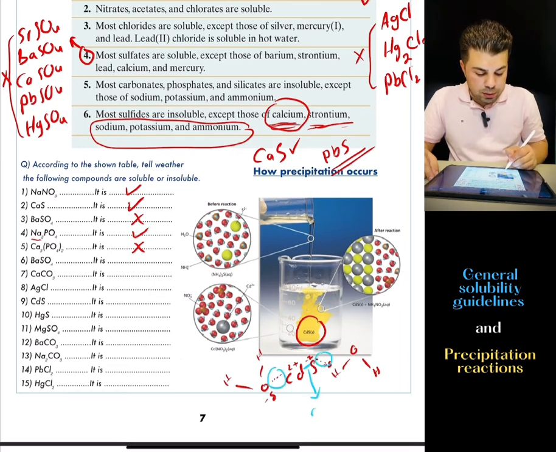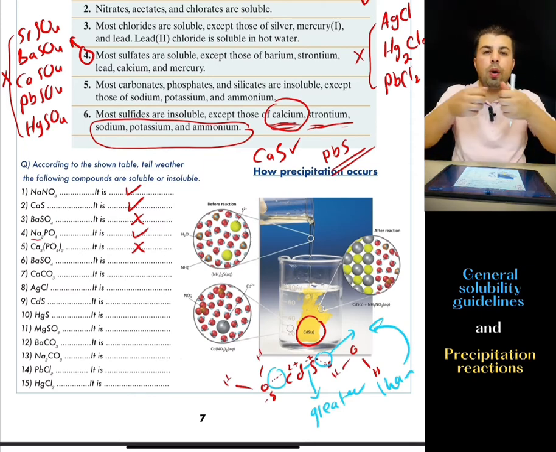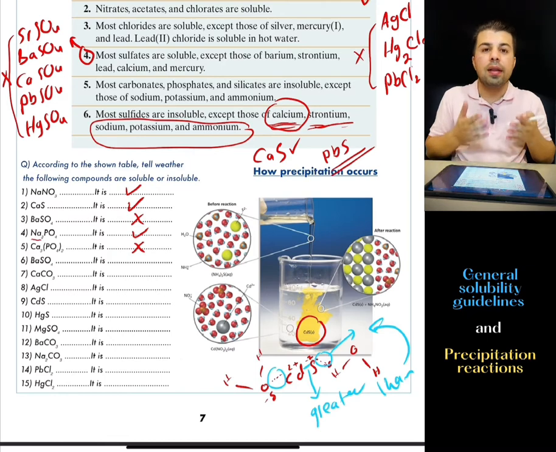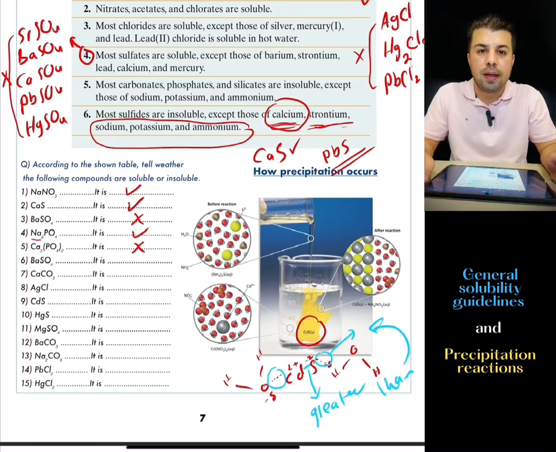This one is greater than this attraction, water to ion. Therefore, water cannot split, cannot separate the ions. Therefore, the compound precipitates. That's how actually precipitation happens.